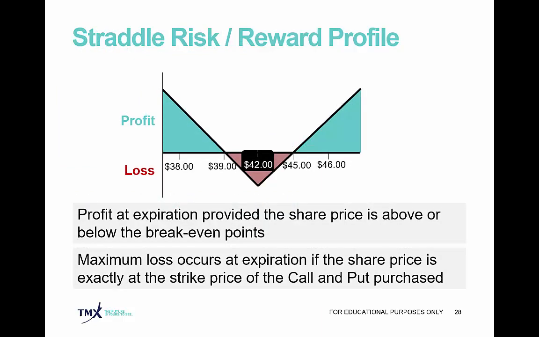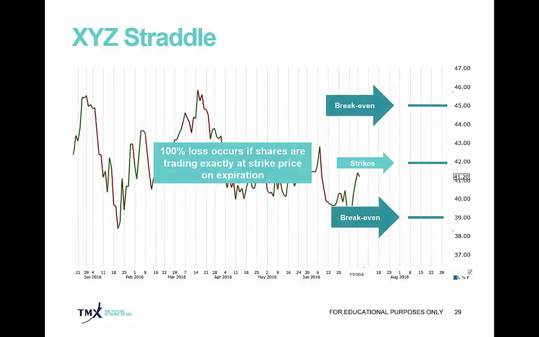So in this example here, what we can see is that profit at expiration is achieved provided that the share price is above or below the break-even points at 45 on the upside and 39 on the downside. Anywhere within that range, and the position is going to experience a loss. And the maximum loss occurs at expiration if the share price is exactly at the strike price of the call and put purchased, right?